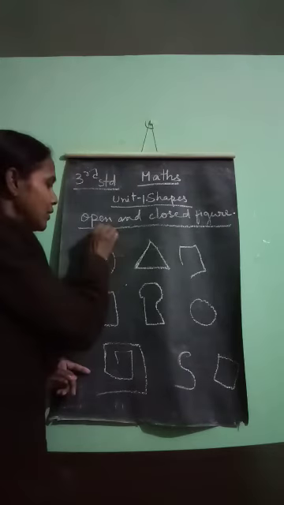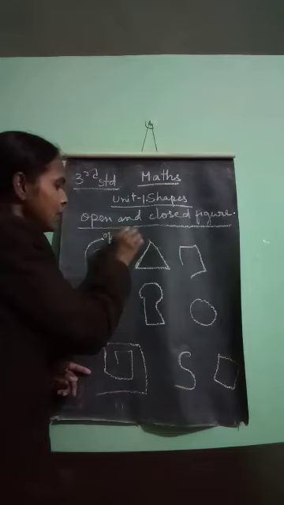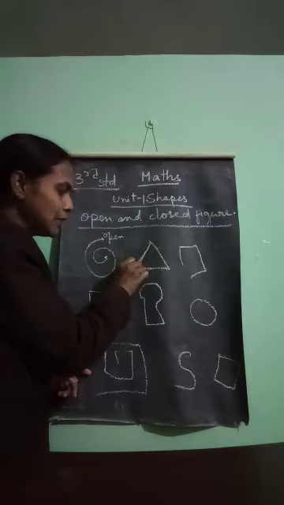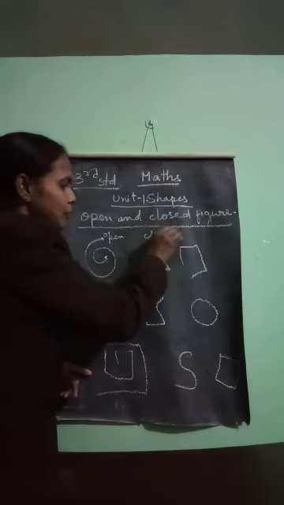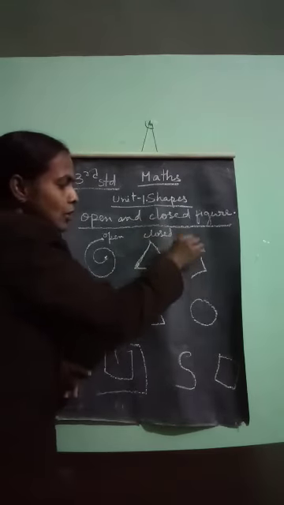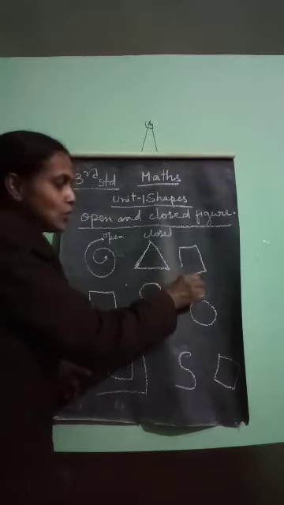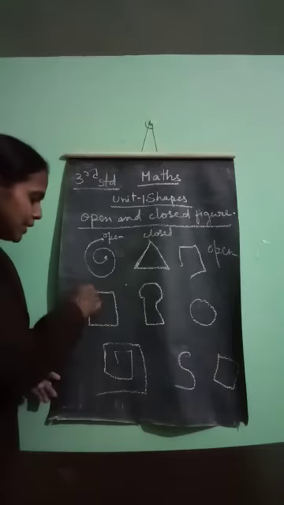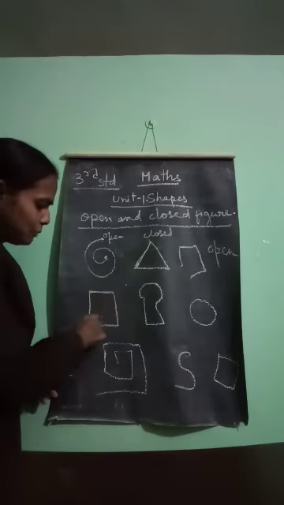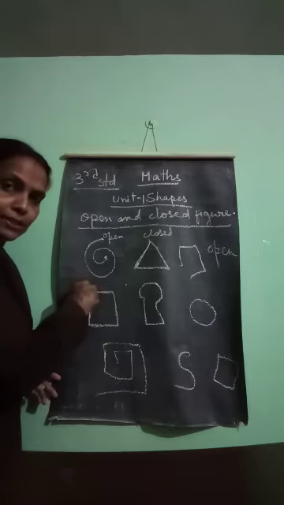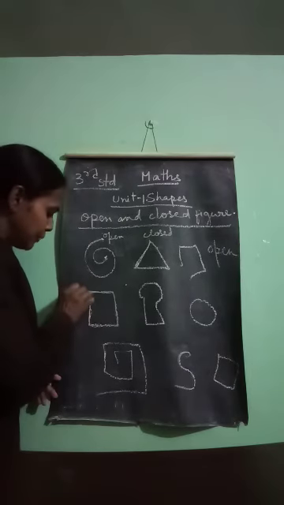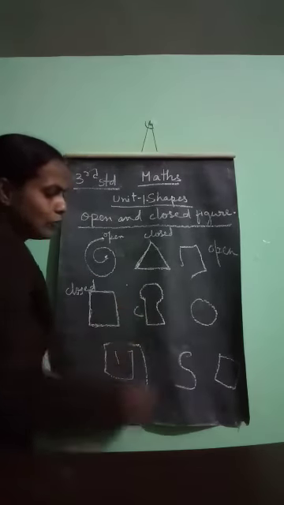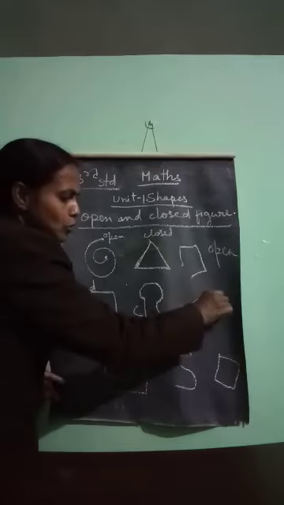Now this is an open figure, because here the start point and end point do not meet. Here the start point and end point are meeting. So this is a closed figure. Here also the start and end point don't meet, so it is an open figure. Here the starting point and ending point meet. It is at the same place. So it is a closed figure. Got it? Here this is also a closed figure. I am writing C for closed figure. Here also this is a closed figure.